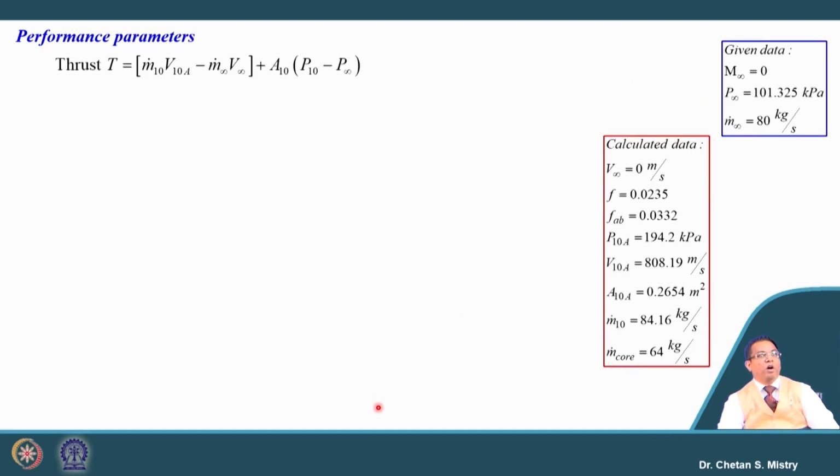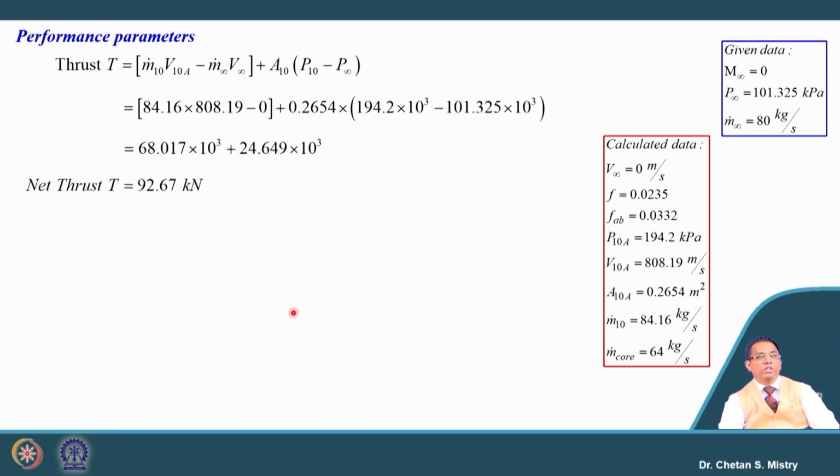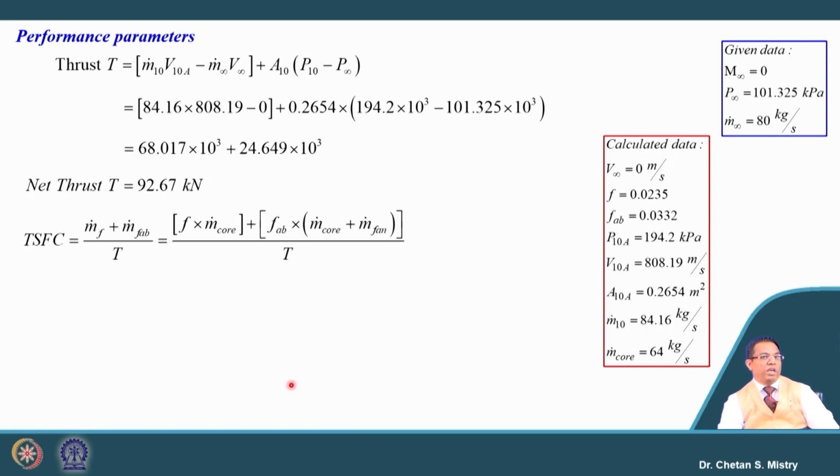Okay. Now, let us do the calculation for the thrust. Here in this case we have done our calculation for m dot 10, it is coming 84.16. Velocity we have calculated, and our flight velocity is 0. Let us put this number. It says when we are incorporating the afterburner, compared to the previous number, this thrust has risen to 92.67 kilonewton. Okay.